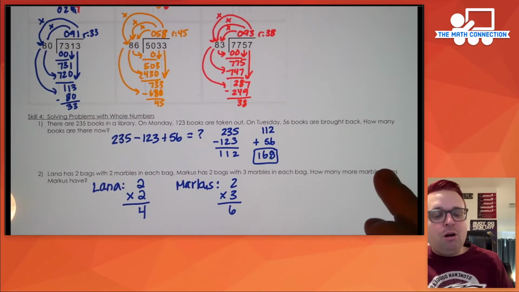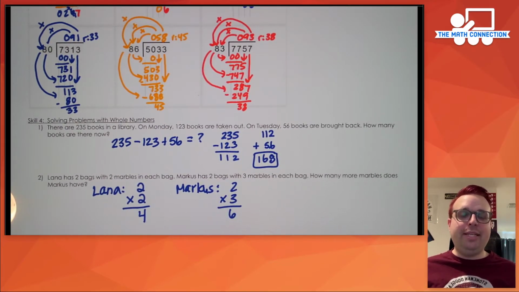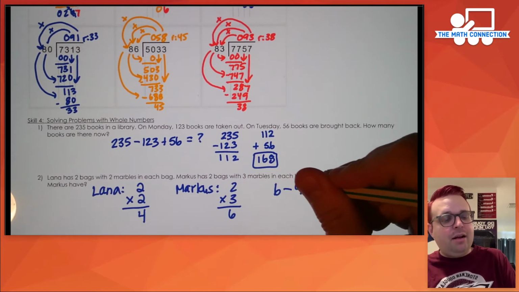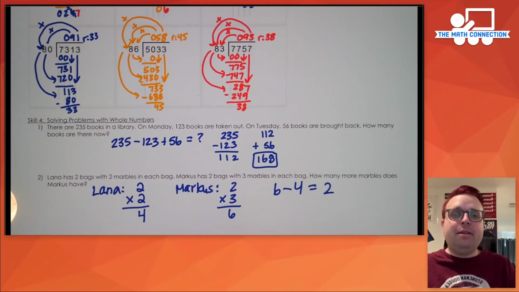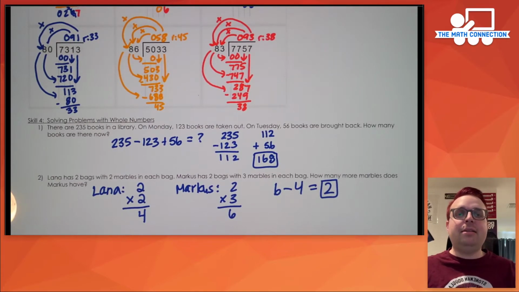How many more marbles does Marcus have? So this is not an addition problem. We didn't ask how many they have altogether. All we're asking is how many more does Marcus have compared to Lana? Well, that would mean I need to take Marcus and subtract Lana, and I get 2. 6 minus 4 gives me 2. Marcus has 2 more marbles than Lana does in her bag.